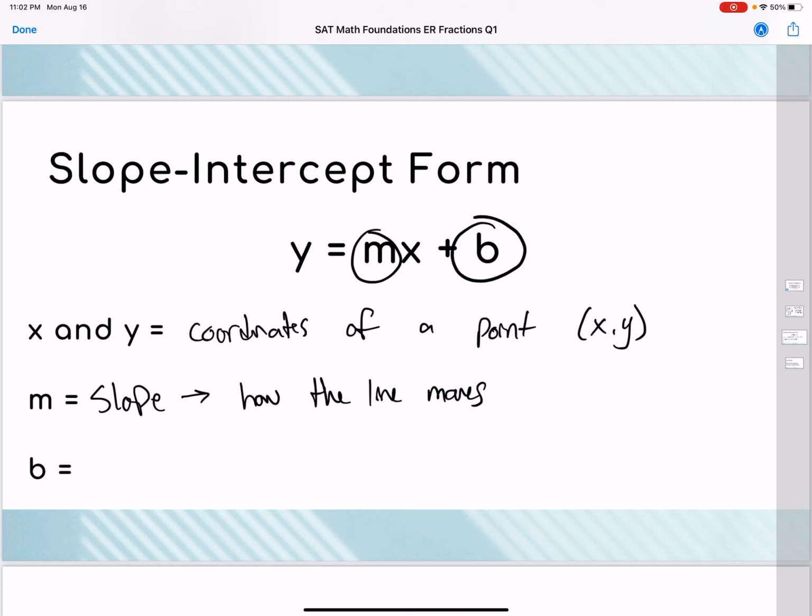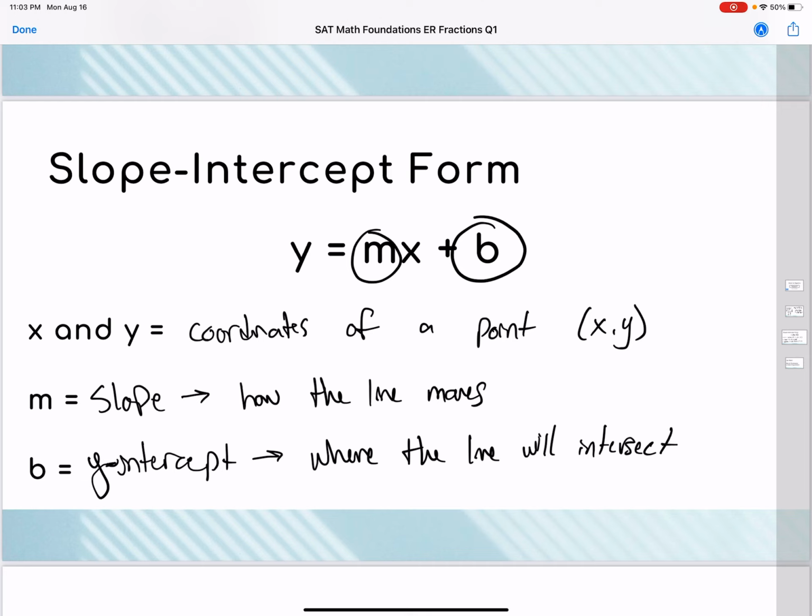And lastly, that b value on the end is known as the y-intercept. That y-intercept value tells us where the line will hit the y-axis. If you'll recall, on a coordinate plane, the y-axis is the vertical axis. So that b value will tell us where, either positive or negative, our line first intersects the y-axis.